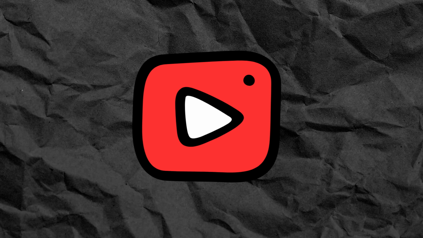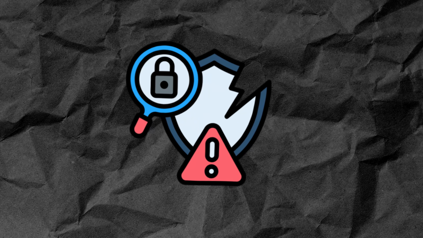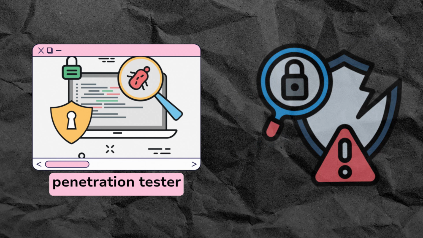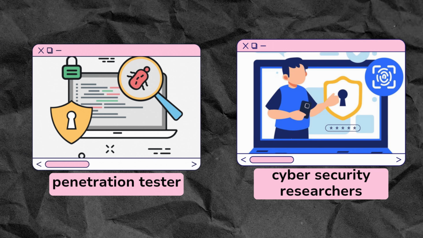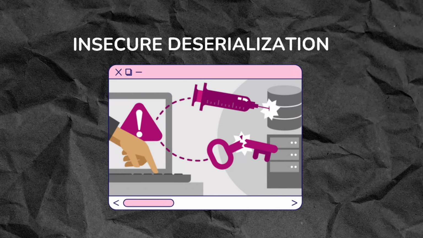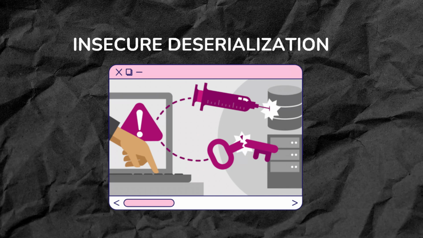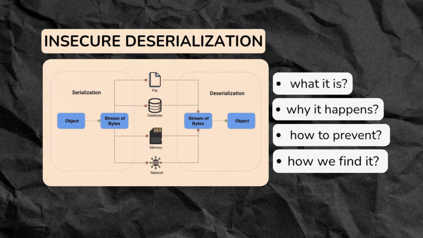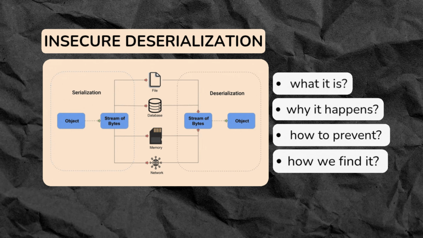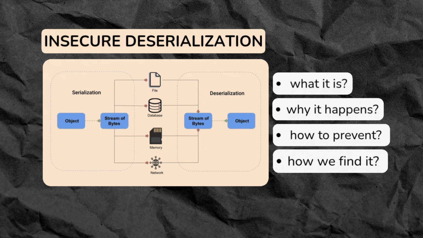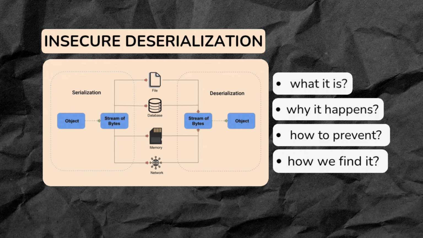In this video, we are going to talk about one of the most interesting vulnerabilities that is often overlooked by most penetration testers and cybersecurity researchers who are doing penetration testing, bug bounty hunting, etc. Right? Which is none other than a vulnerability known as insecure deserialization. We're going to understand everything about it from the basics, like what it is, why it happens, how we can prevent it, of course, and then we'll see how we can actually find these kinds of vulnerabilities.